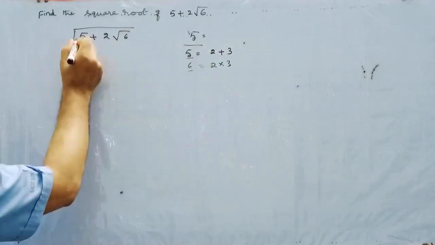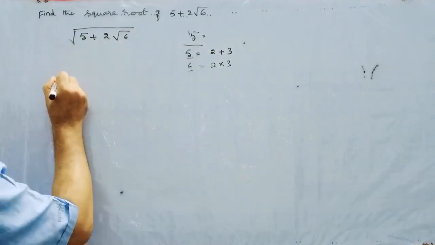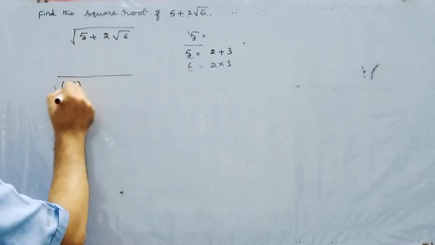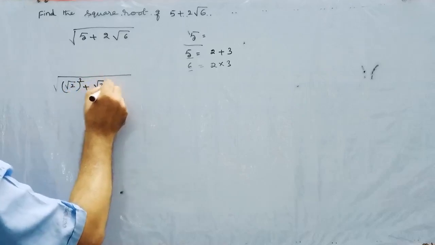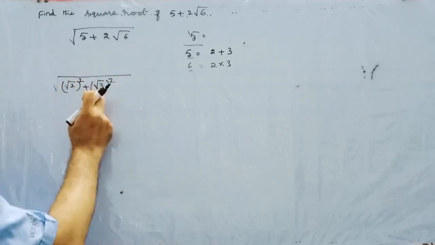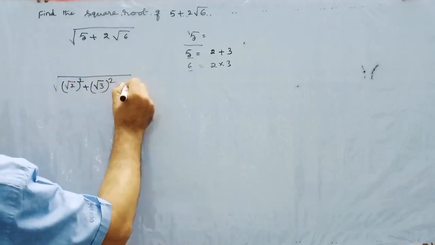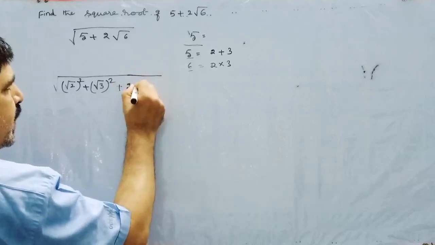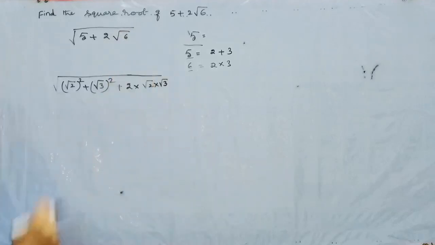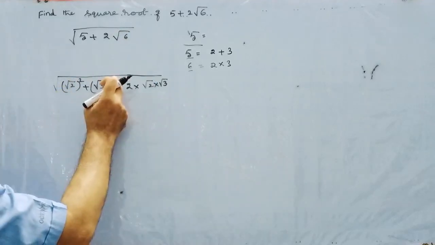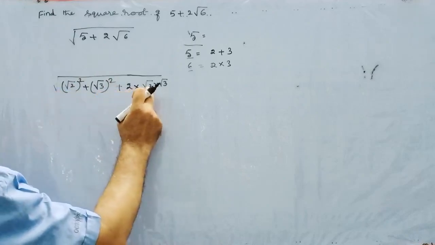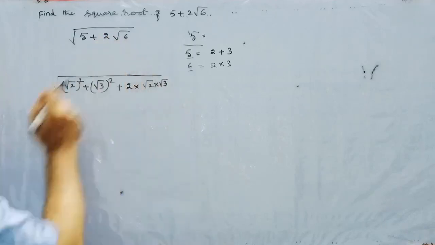Now I am writing this 5 plus 2 root 6 as square root of (root 2) whole square plus (root 3) whole square plus 2 into root 6, and root 6 can be written as root 2 into root 3. Right? Now here the square and root get cancelled, and here the square and root get cancelled. The remainder is 2 plus 3, 5, and 2 into root 3 into root 2, that is root 6. We get the same value.